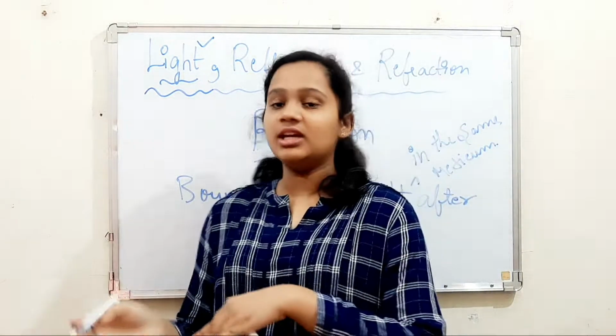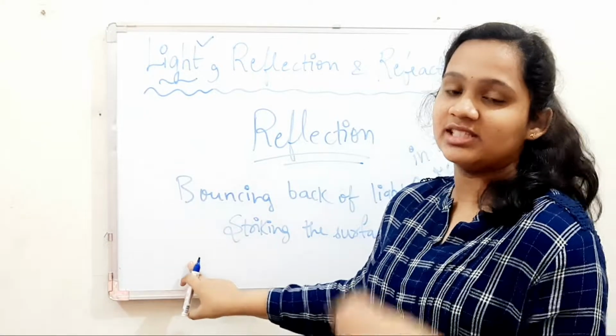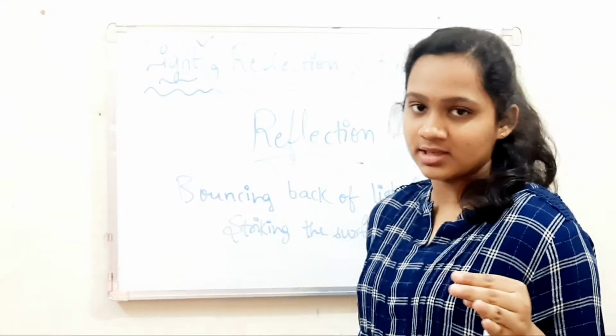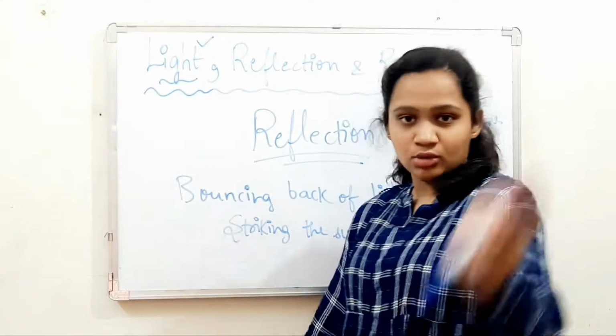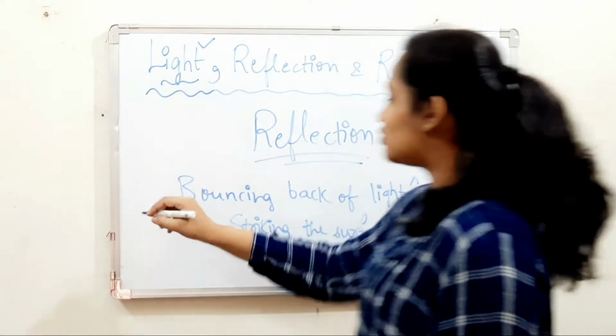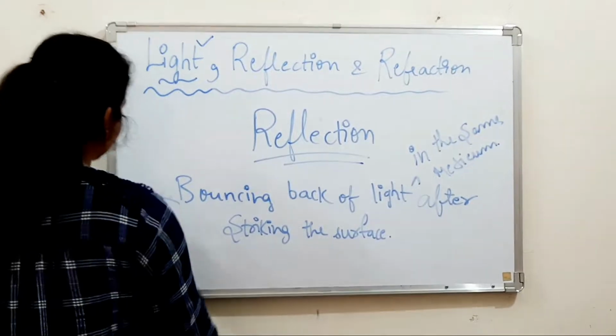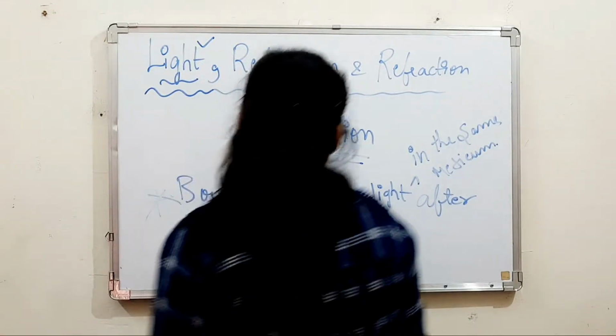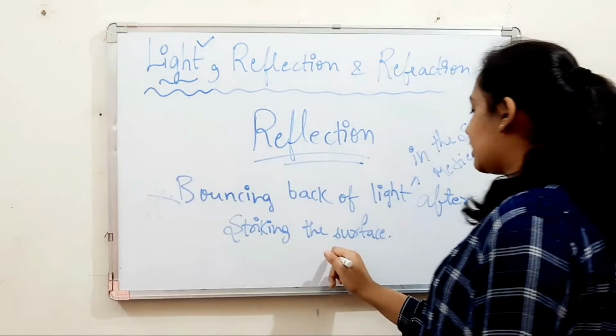In the air only, when the incident ray falls on a surface, in the air only the reflected ray also passes. Now, if it is coming in air, it does not go to vacuum, right? So this is very important. So this is the actual definition of reflection. As a 10th grader, you should write this. Bouncing back of light in the same medium after striking the surface.